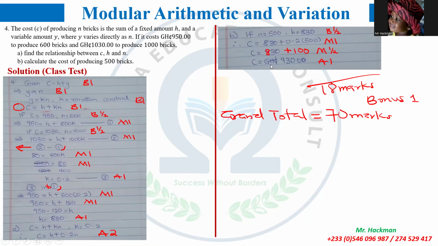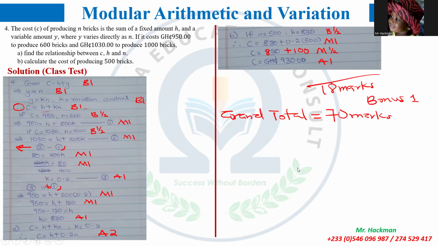And if you ignore the currency, or even the dot and the two zeros, it won't give you the full score. However, if you ignore the currency, it will be A0. But if you ignore the currency and you ignore the two zeros after the decimal, then it will be minus half. Take note of that. And that will give you 18 marks.